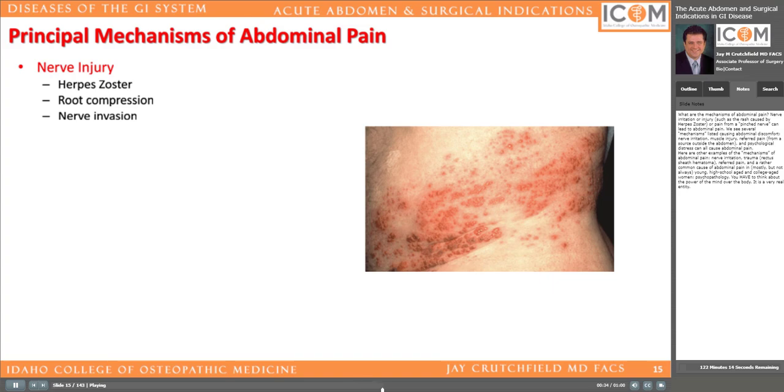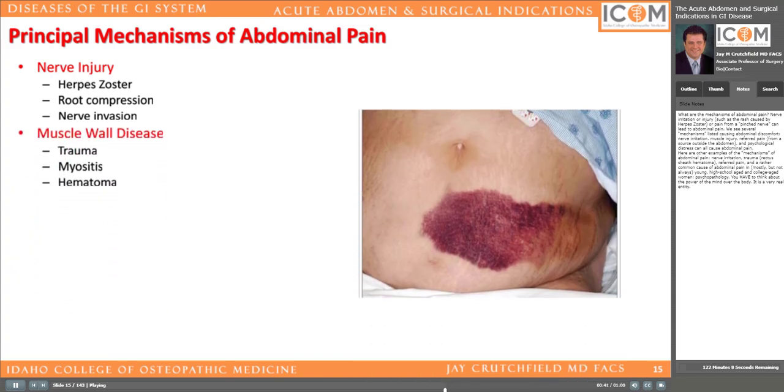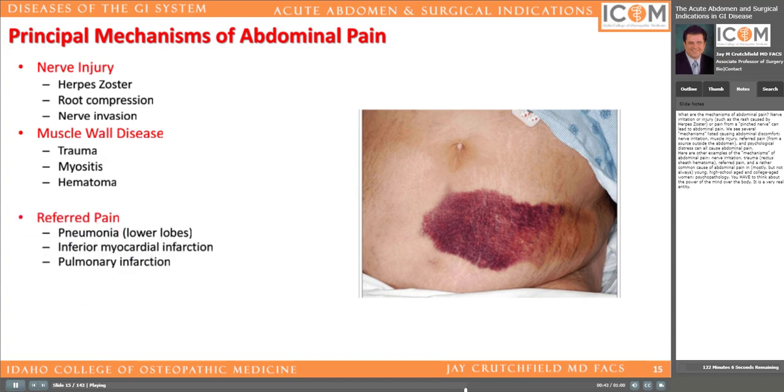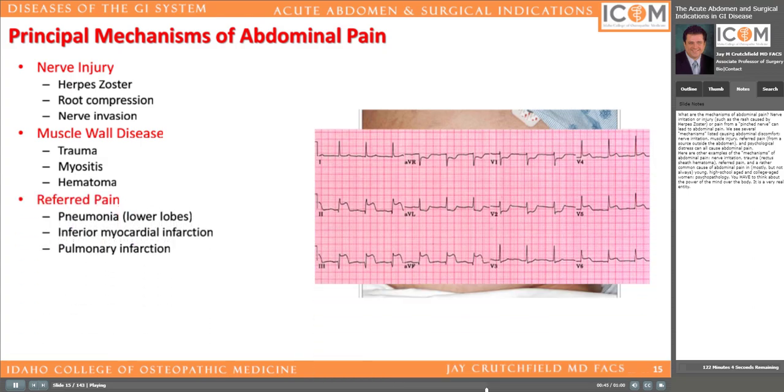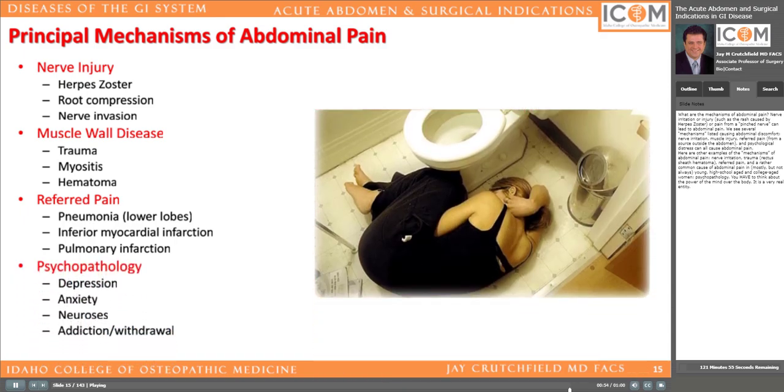But here are other examples of the mechanisms of abdominal pain: nerve irritation, trauma, like a rectus sheath hematoma, referred pain, and a rather common cause of abdominal pain, mostly but not always, in young, high school age or college-aged women: psychopathology. You have to think about the power of the mind over the body. It is a very real entity.